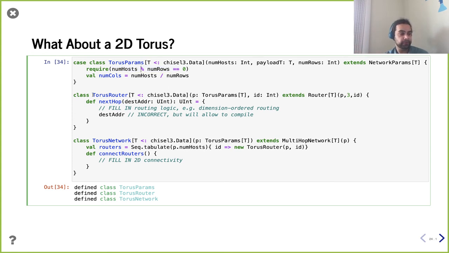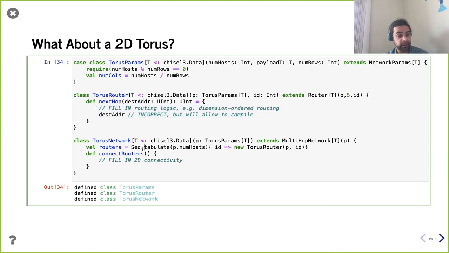And then for our router, okay, we're taking in our torus parameters this time. And oops, there's a bug here. It's not going to be three. It's going to be five, right? Because you want to have the four directions as well as going out to the host. And then we extend that router type, that class. And then here we can fill in our routing logic. We should show how that's going to be done.